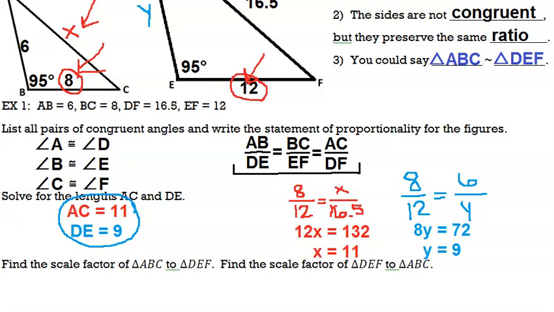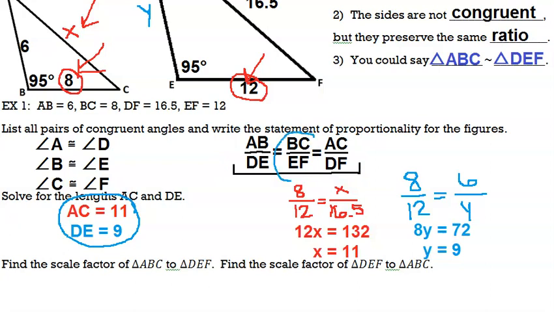All right, now we get to the scale factor problems. Find the scale factor of triangle ABC to triangle DEF. Scale factor is just comparing the side lengths of the two triangles. And it turns out the scale factor is going to be consistent no matter what you do. Whether I choose this comparison, or this comparison, or this comparison, we already wrote our statement of proportionality. It's going to be the same no matter which one we choose. So I'm going to go with the first one.